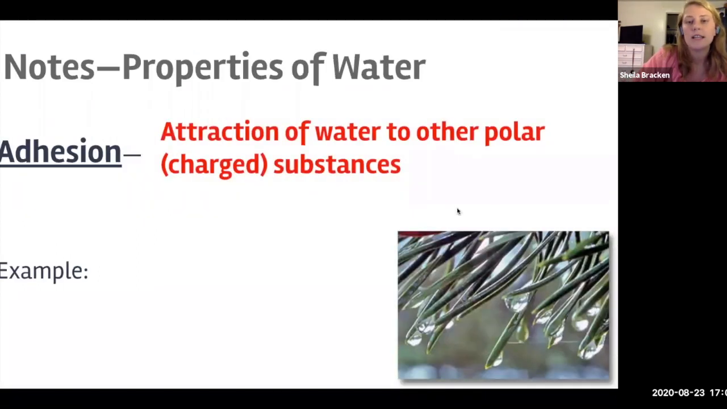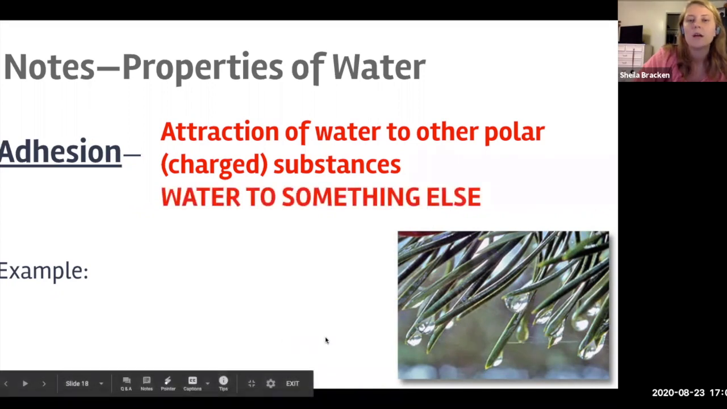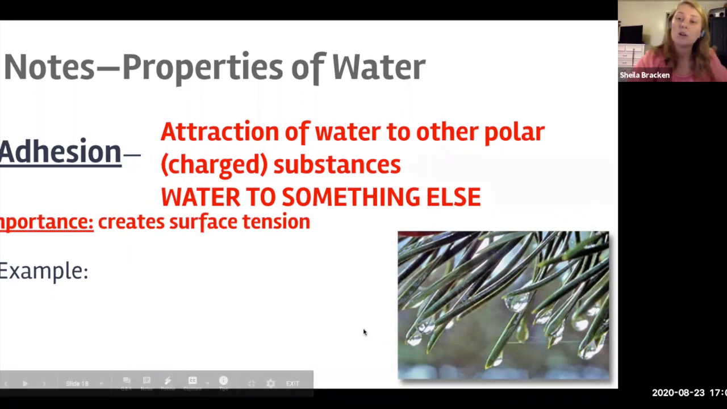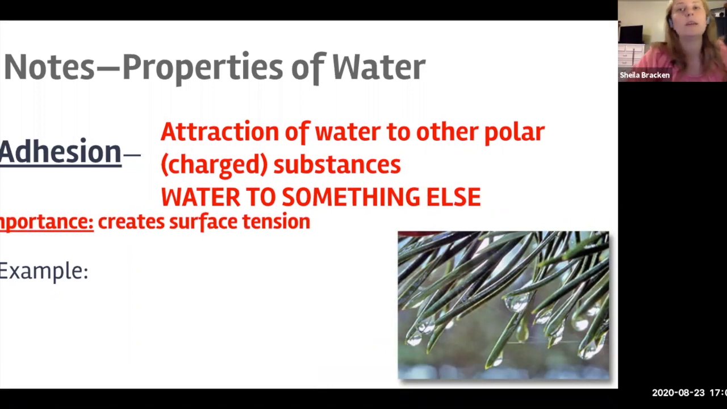So let's talk about adhesion. Adhesion is the attraction of water to other polar or charged substances, right? So these leaves here are polar and the water is kind of sticking to them. So water to something else. And importance in this is it also helps create surface tension, right? In order to have surface tension, we need it to stick. We need water to stick to whatever the container is holding it.